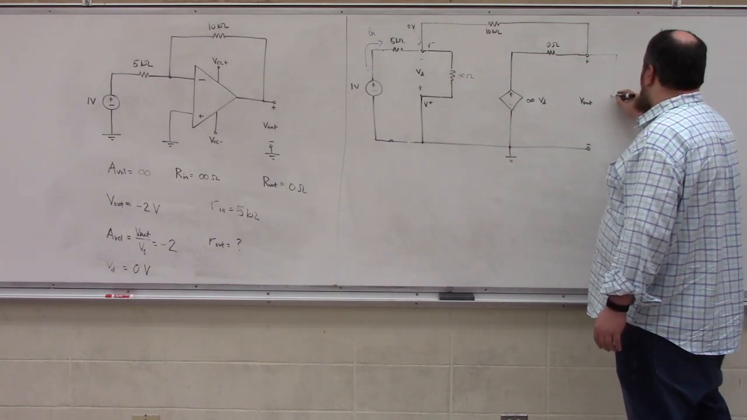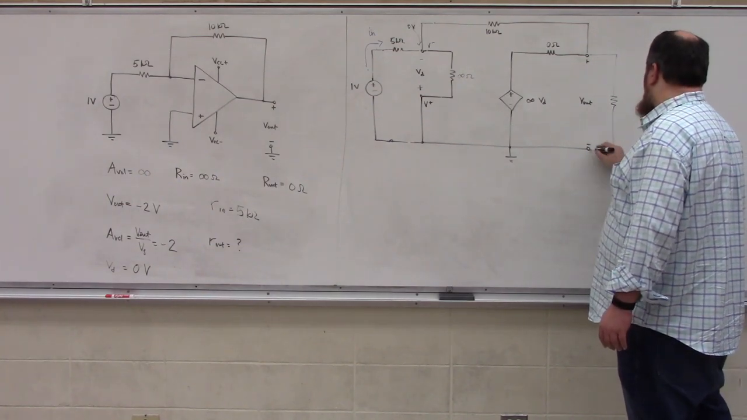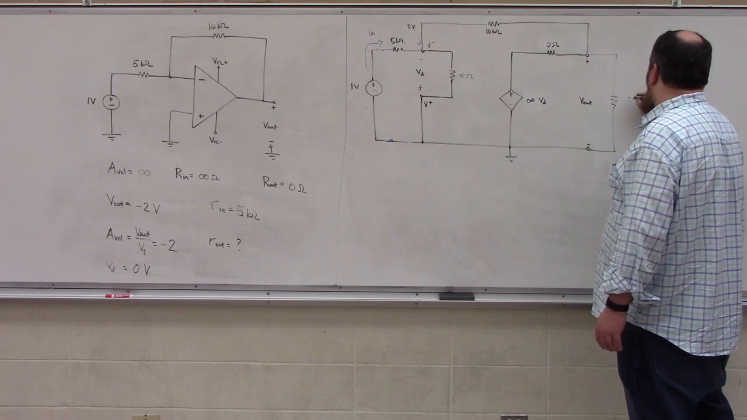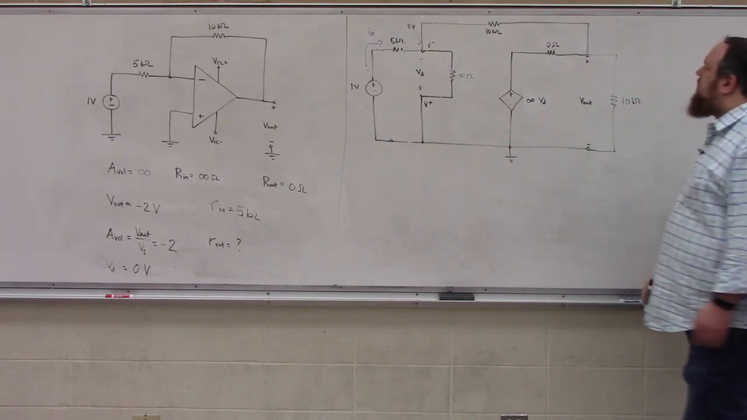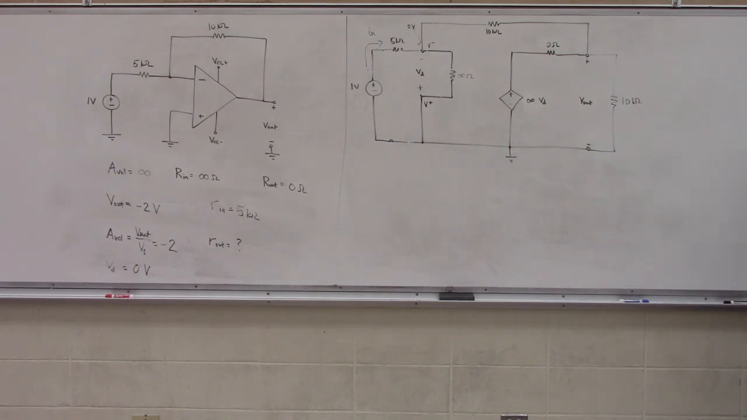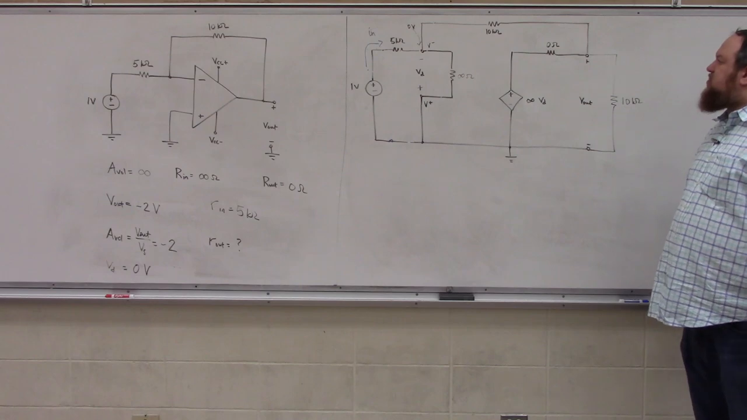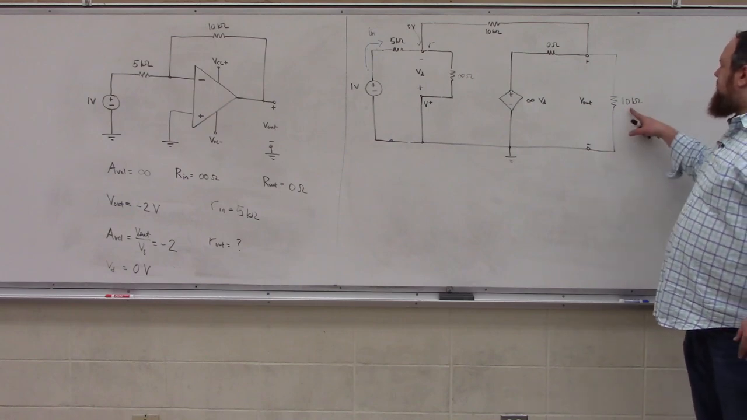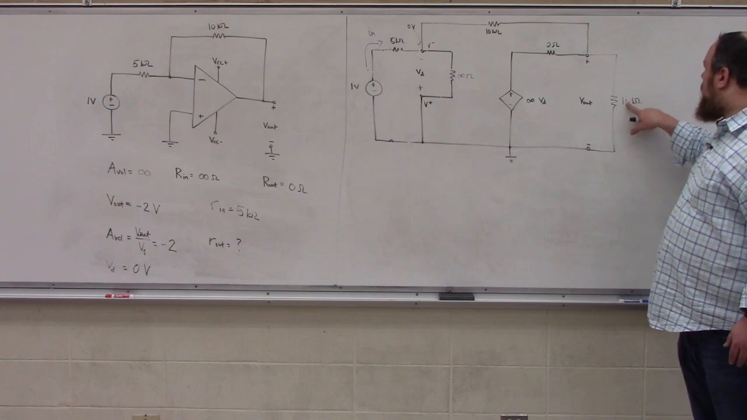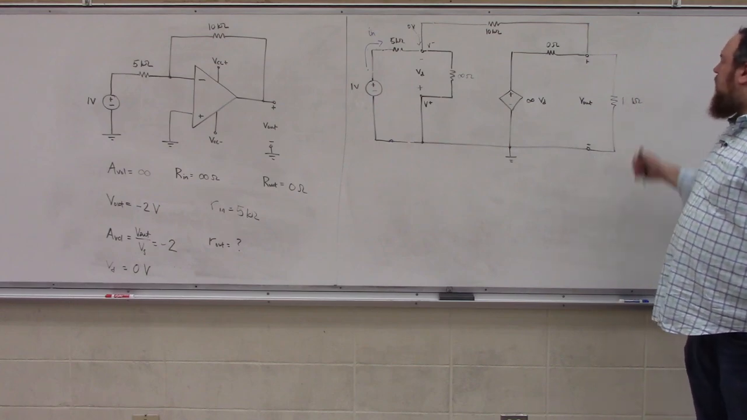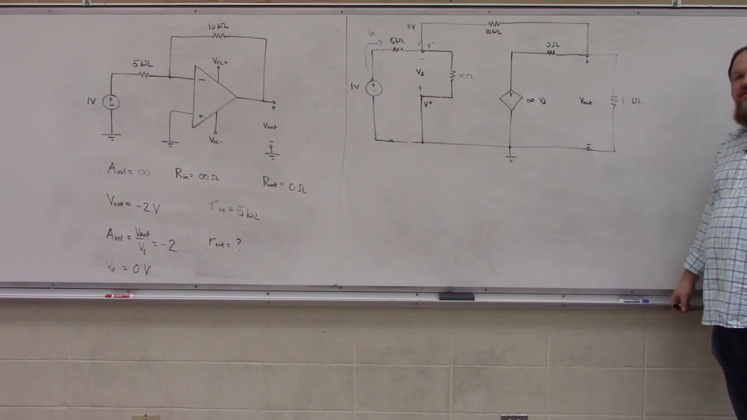Would that value change at all if we connected, say, a 10 kilo ohm resistor? And the answer is no, right? Our voltage constraint equation is going to force this to still be negative 2 volts. If we instead had a 1 kilo ohm resistor, our output voltage would still be negative 2 volts.